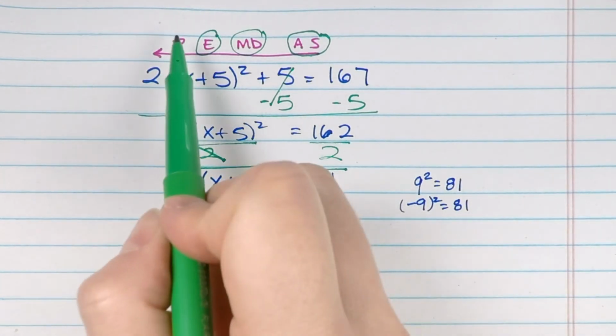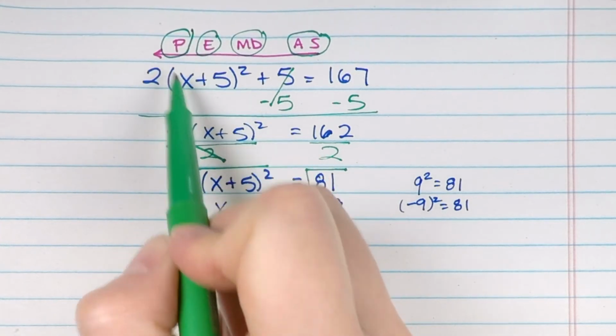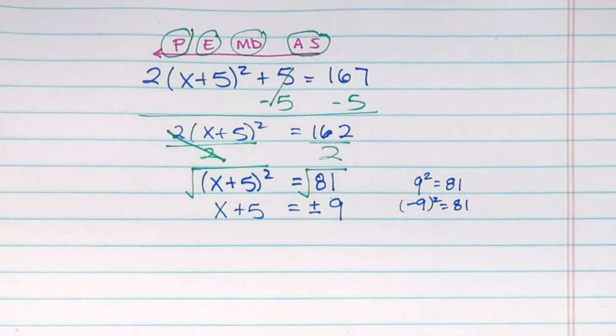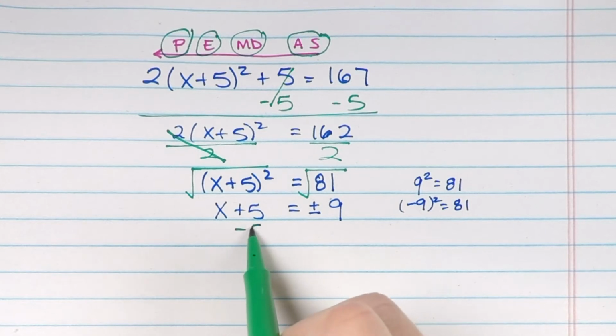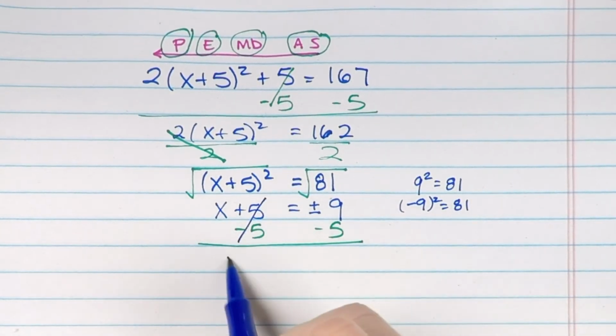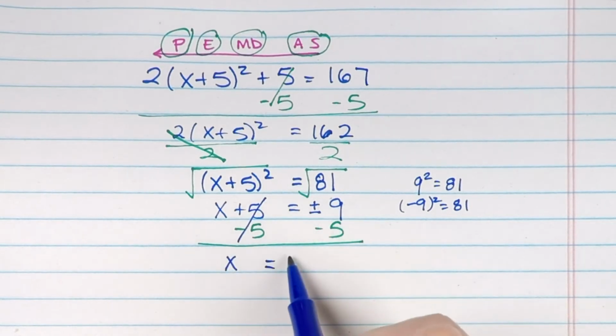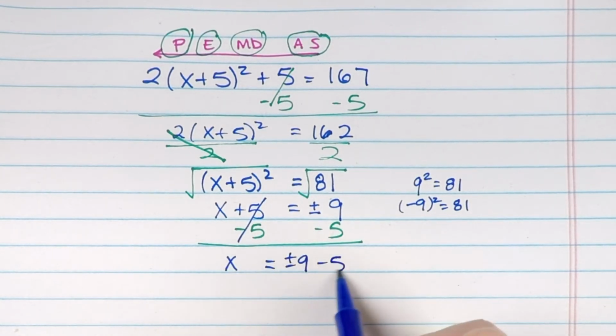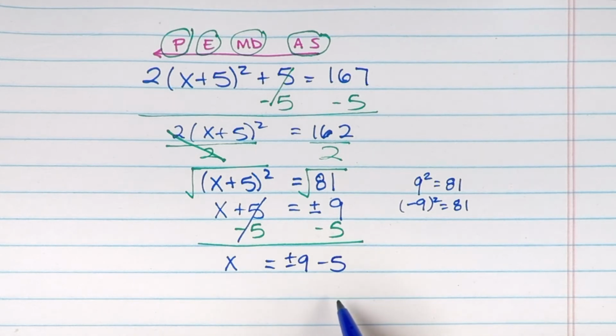Okay, now my final step is I can deal with what was inside those parentheses, this x plus 5. So in my last step, I'm going to subtract 5 from both sides to get x by itself. So now I have just x equals, and for now I'm just going to write this as plus or minus 9 and then minus 5, because we're going to get 2 completely different answers.